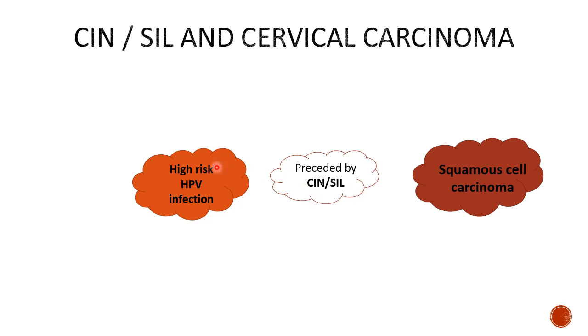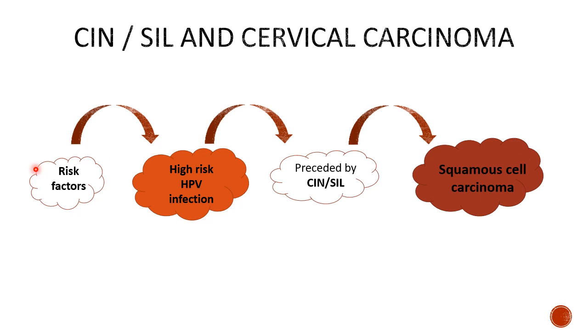The pathogenesis for the development of CIN or SIL and subsequent cancer relies heavily on the role of high-risk HPV infection. As such, there is a set of risk factors associated with the development of the disease. There are risk factors which result in someone being more likely to acquire high-risk HPV infection, and there are also risk factors that result in someone progressing from having the high-risk HPV infection into a higher-grade lesion and cancer.